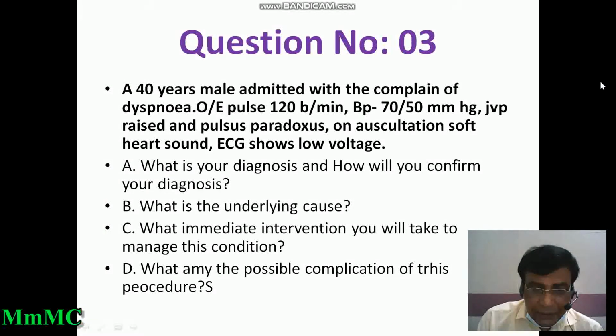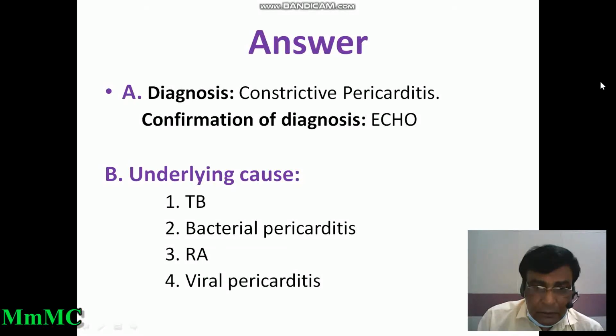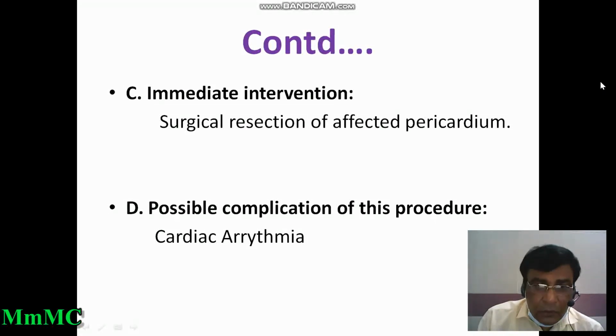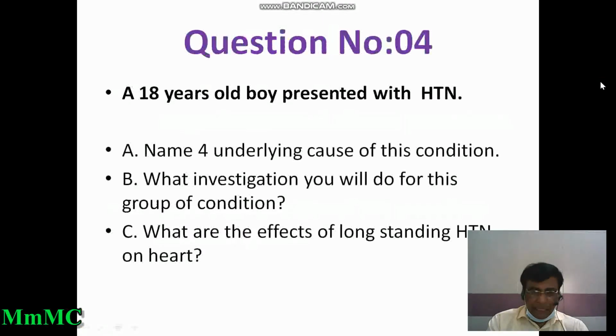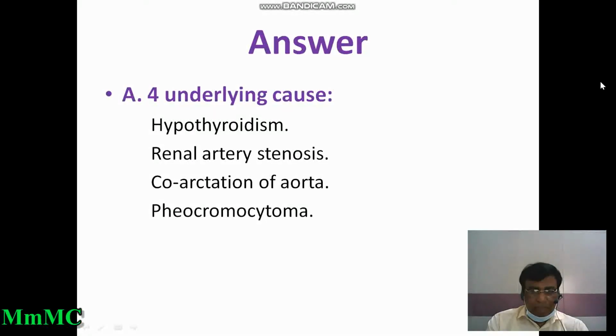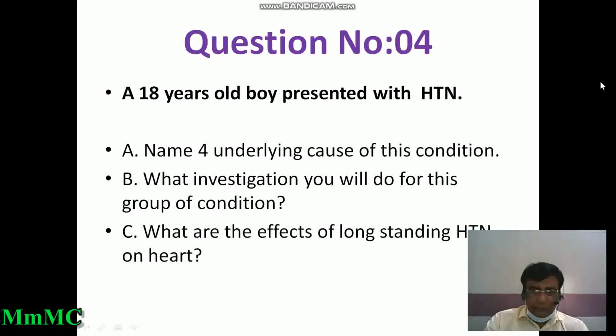Now, what immediate intervention will you take to manage this patient? Surgical resection of the affected pericardium. This is the treatment. Surgical treatment is the treatment of choice. And possible complication is cardiac arrhythmia. Now this is the end of question number 3.